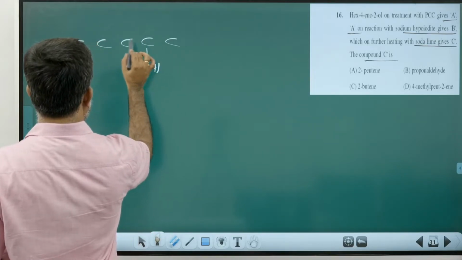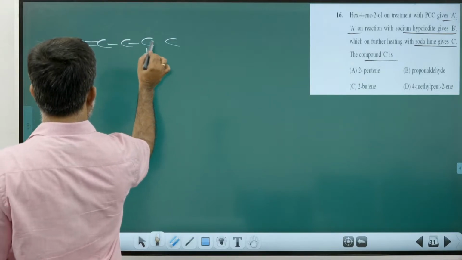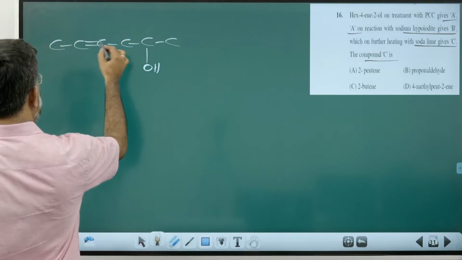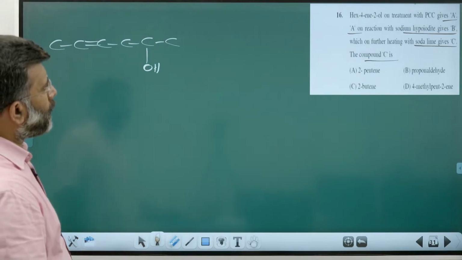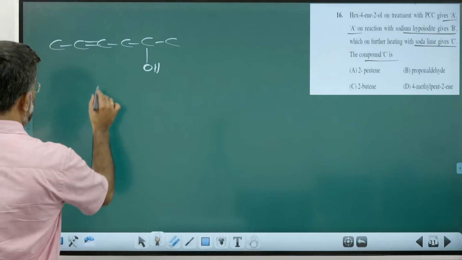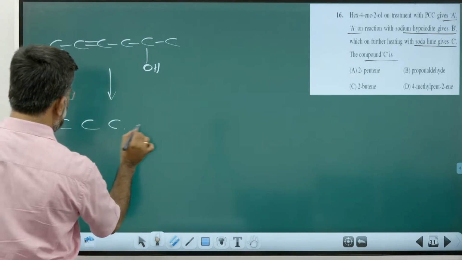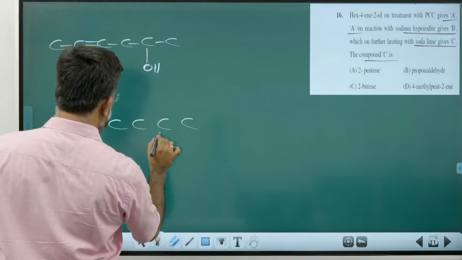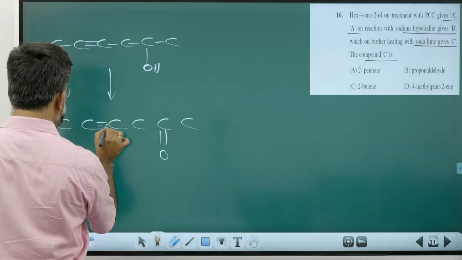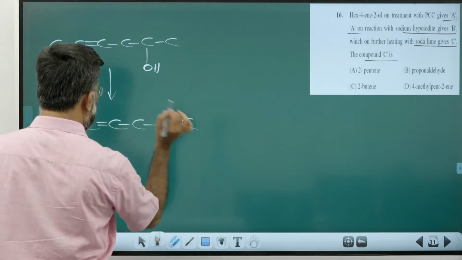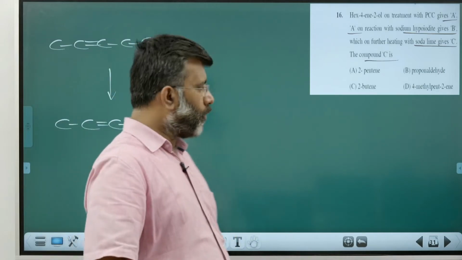Hex-4-ene-2-ol, carbons 1, 2, 3, 4. This is treated with PCC. When treated with PCC, this OH will turn into a keto group, and the double bond is retained. So the OH group is oxidized to a CO group.